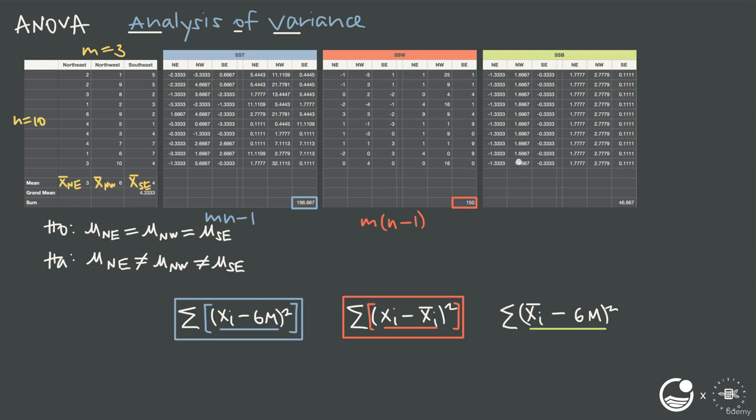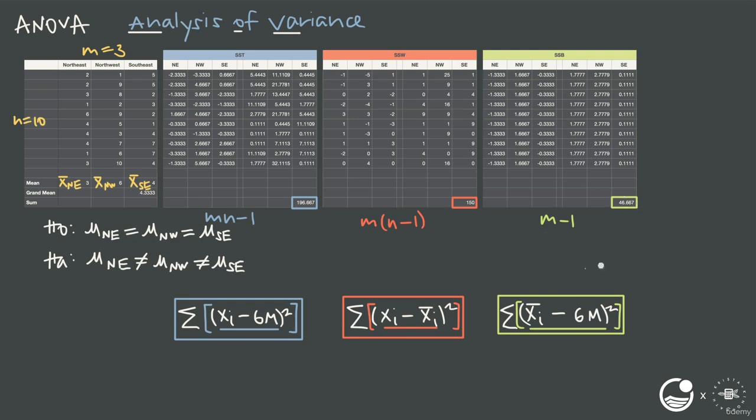Then we square all those values to get the right-hand side of this table. Of course, we see identical values throughout the entire Northeast column, the entire Northwest column, and the entire Southeast column. Then we sum up all 30 of these values on the right-hand side of the sum of squares between table to get this entire value, which in our specific case is 46.67. The degrees of freedom for sum of squares between is m minus 1.